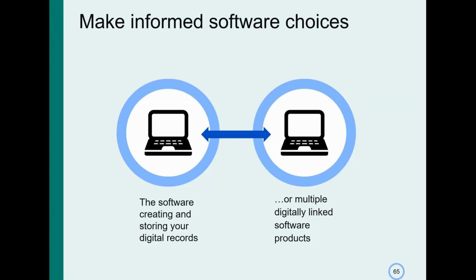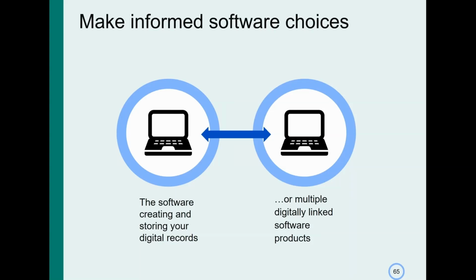Depending on your circumstances and needs, you may need one item of software which can do all of these things, or you may need to link multiple software products together. For example, you might have one that you use to keep digital records and send quarterly updates, and another for the end-of-year return.